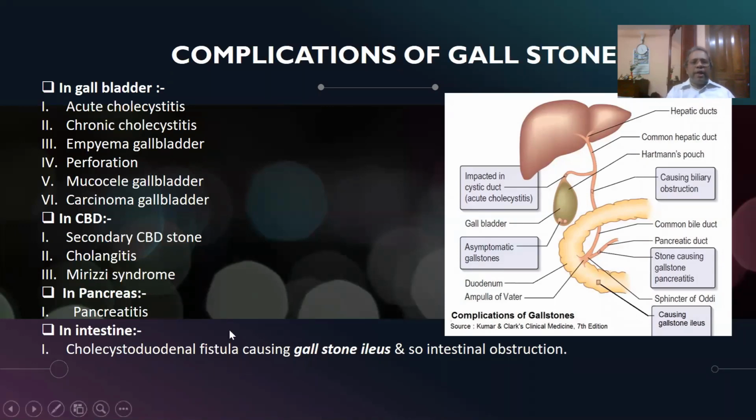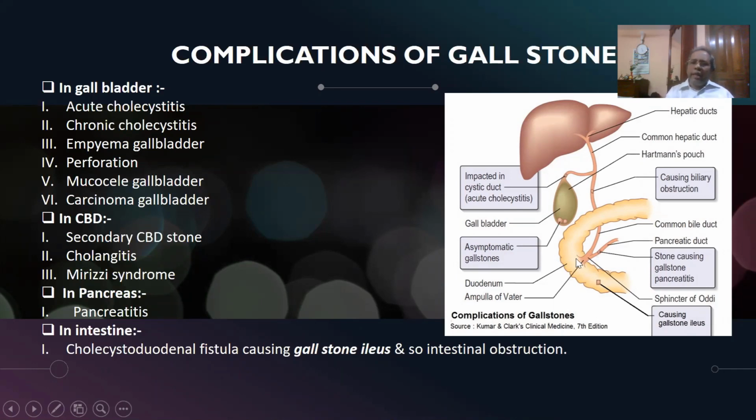So what about the pancreas? The patient may present with acute pancreatitis. It presents as acute pancreatitis because the stone passes to the CBD and through the ampulla. So the ampulla becomes distorted, which causes reflux of bile content and duodenal content into the pancreatic duct, and the patient may develop acute pancreatitis.